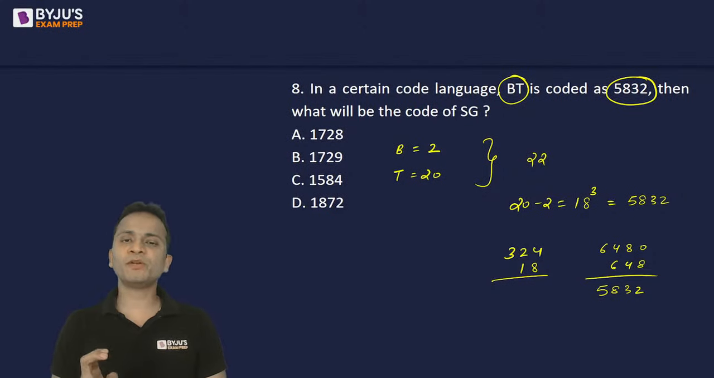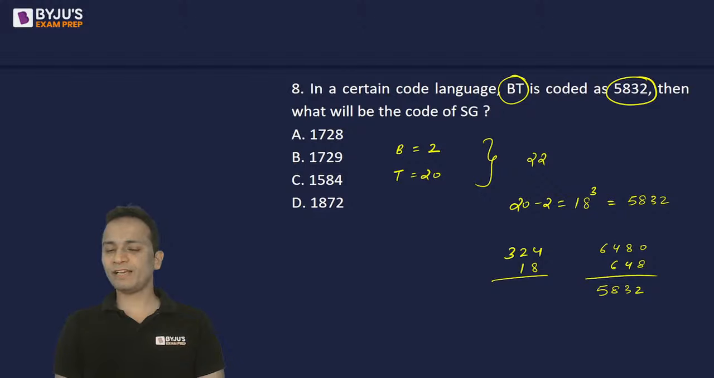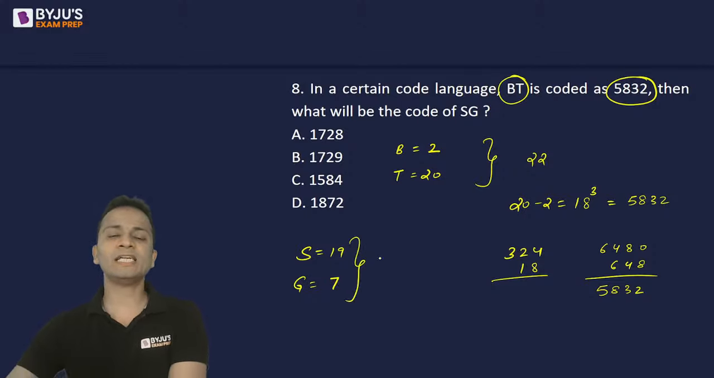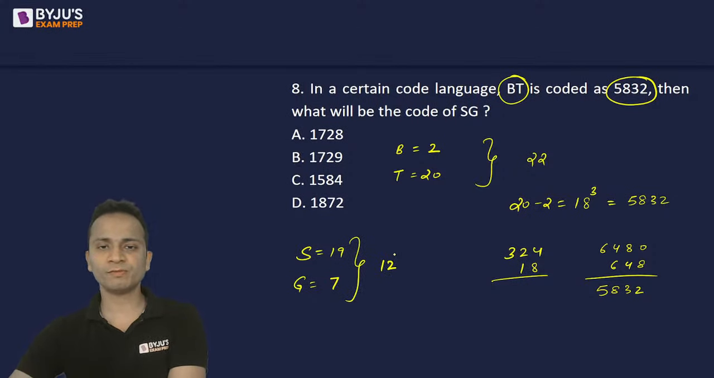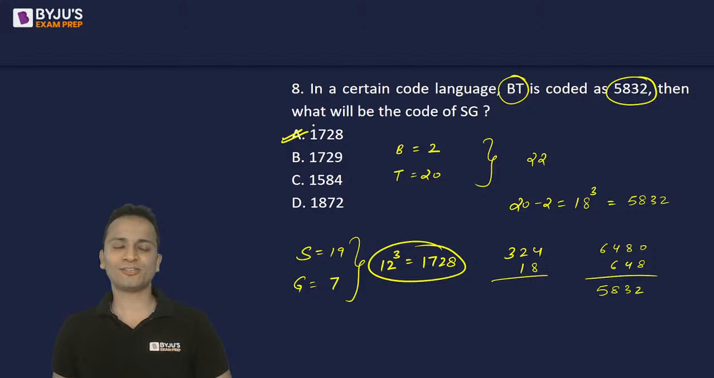So the difference between these two numbers, the difference between 2 and 20 is 18, and 18 cube is 5832. Now you can calculate your answer. S is 19 and G is 7. So 19 and 7, the difference is 12. So my answer should be the cube of 12, that is 1728. So 1728, that is option A, should be the correct answer of this question.